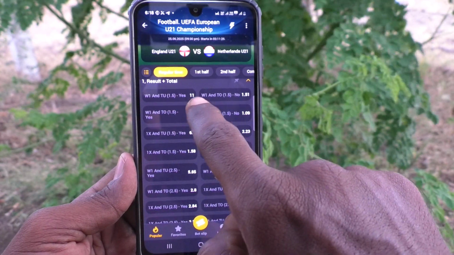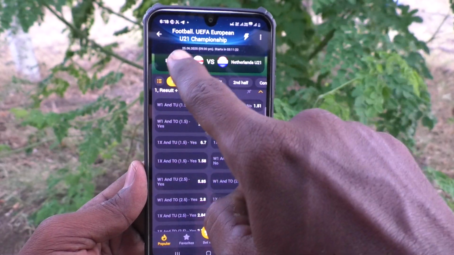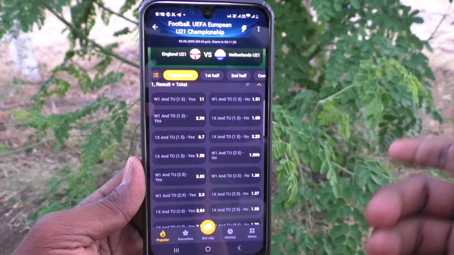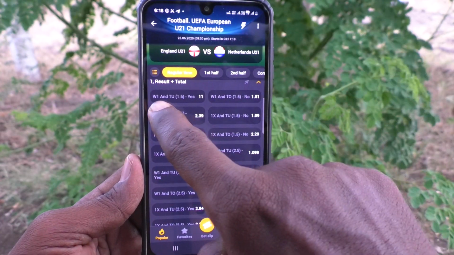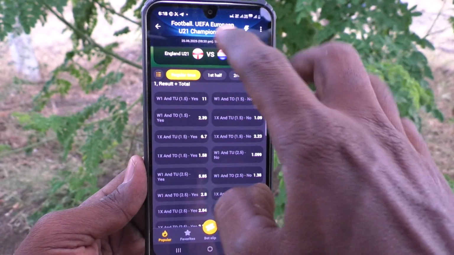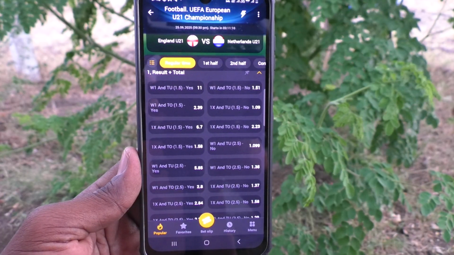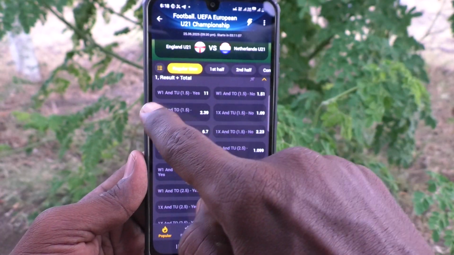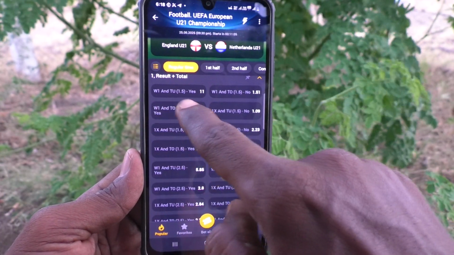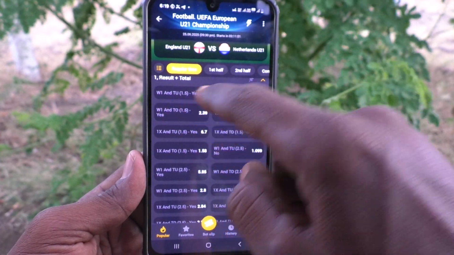Okay, first one is, see, W1 and TU 1.5 in bracket. Yes, that means result W1. So W1 will win, England U21 will win finally, and total TU means total under 1.5. Okay, so if it is 1-0, then final result is 1-0, then this betting option will win. Okay, W1 as well as total under 1.5.